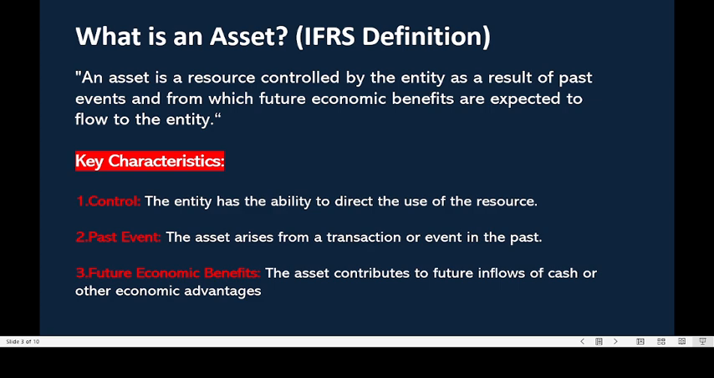According to the IASB framework, an asset is defined as a resource controlled by the entity as a result of past events, and from which future economic benefits are expected to flow to the entity. Let's break this down. First, control means that the entity has the ability to direct the use of the resource and obtain the benefits. Second, the resource must arise from a past event, like a purchase or a transaction. Finally, it must be expected to provide future economic benefits, such as generating cash inflows or other advantages for the business.